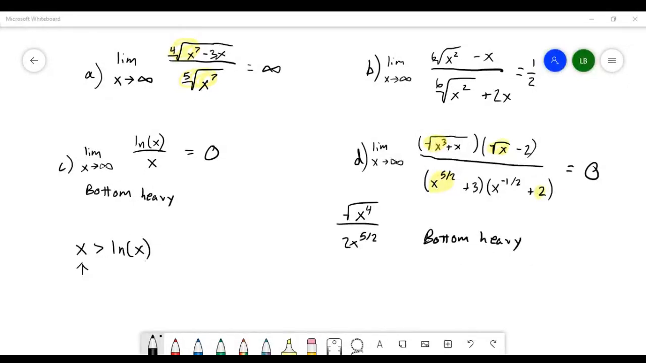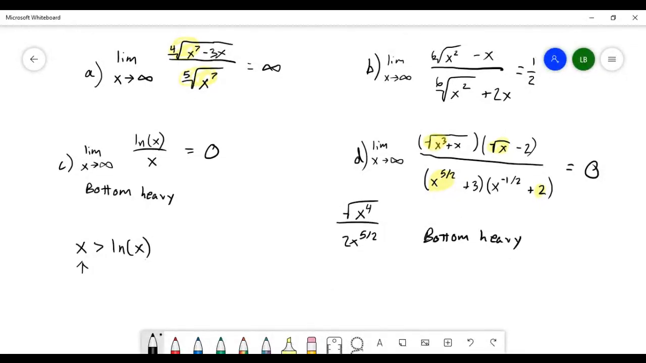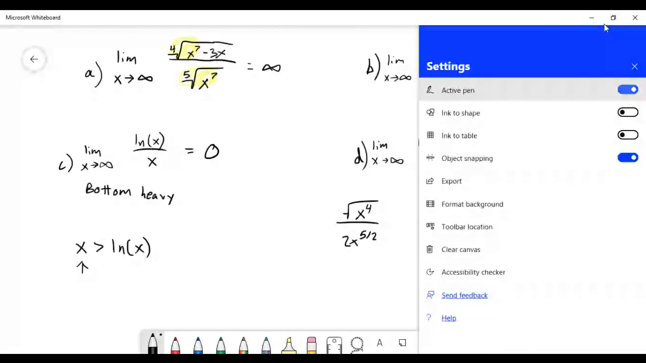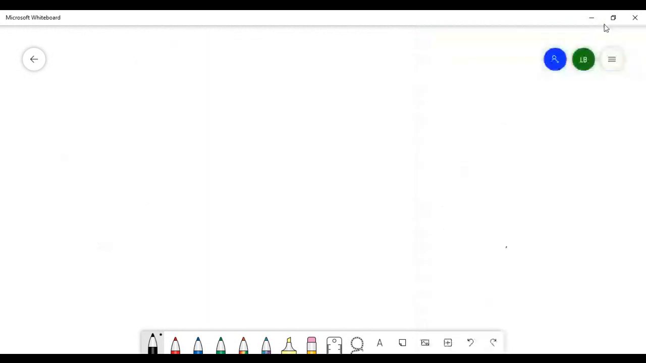Cool. All right then, let's go ahead and move on from here to our second topic, which is optimization.